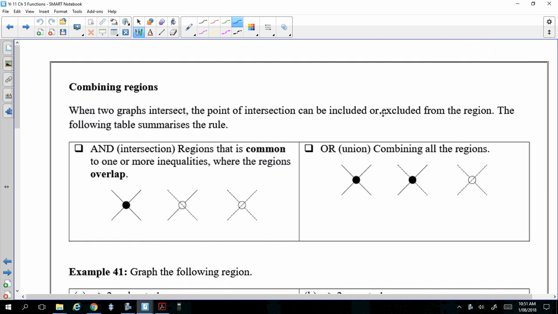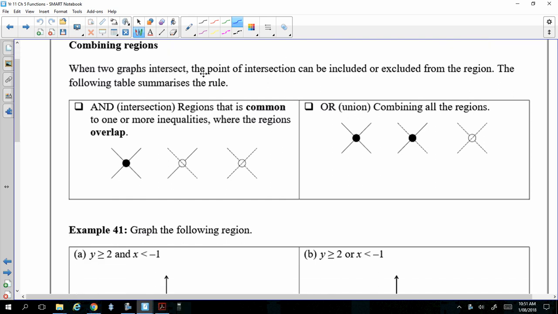Now today we're going to combine regions. So when two graphs intersect, the point of intersection can be included or excluded from the region. The following table summarizes the rule. When you combine the two regions, the intersection is common to one or more inequalities where the regions overlap.